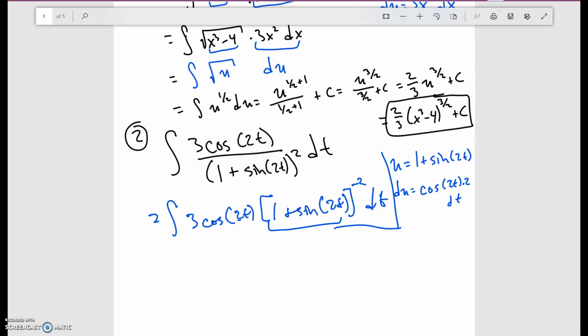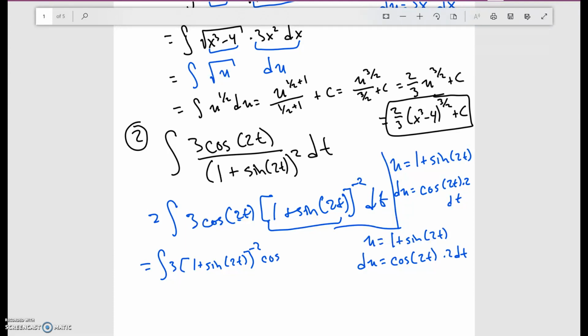So let me write it a little bit over here. I'm going to say u is equal to 1 plus sine 2t, and du is equal to cosine 2t times 2 dt. Okay, so now I'm going to plug everything in here. So I have the integral, let me flip these two, so I have this 3 there. I'm going to flip the 1 plus sine 2t to the negative 2, then I'm going to have the cosine 2t dt.